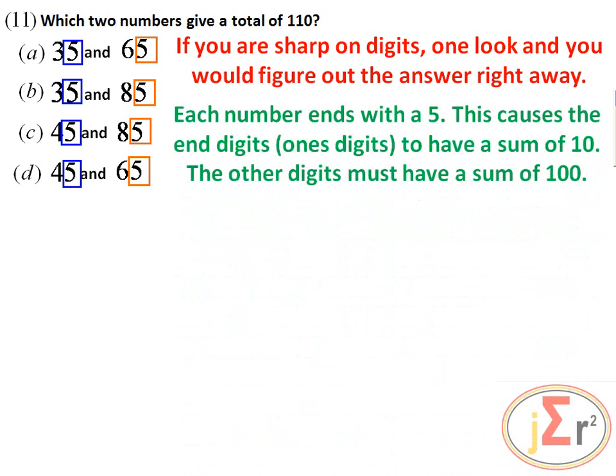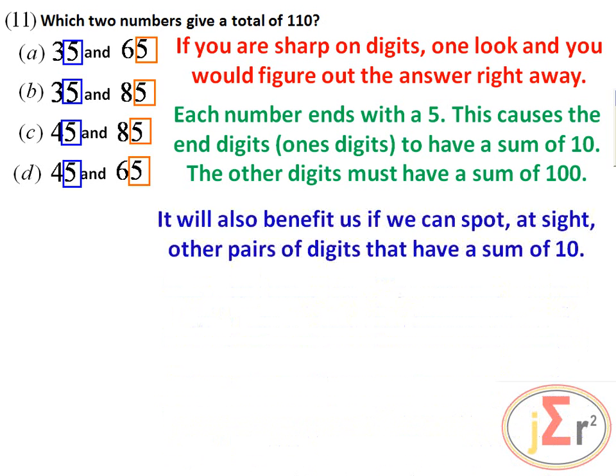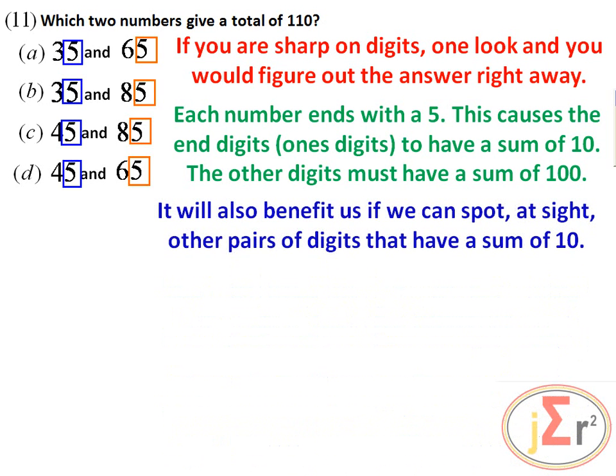So each number ends with a 5. This causes the end digits, which are the ones digits, to have a sum of 10. The other digits must have a sum of 100. So the 5s are highlighted. In each case, those 5s will add to give 10. Therefore, we only need to get the sum that will give 100. It will also benefit us if we can spot at sight other pairs of digits that have a sum of 10.